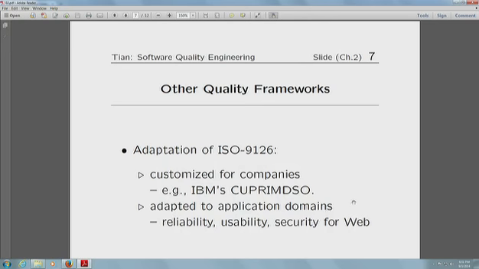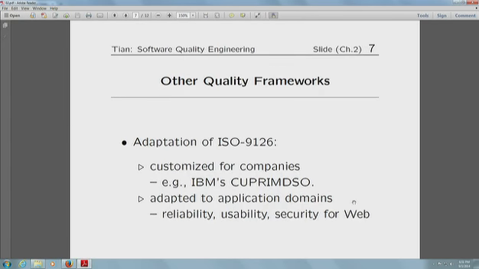Sometimes people look at quality for different application domains, not just at one company at a time. They say certain things are more important in this domain than in other domains. For example, for the web application domain, there was a paper about this, and people generally agree that there are 3 key quality attributes: reliability, usability, and security.